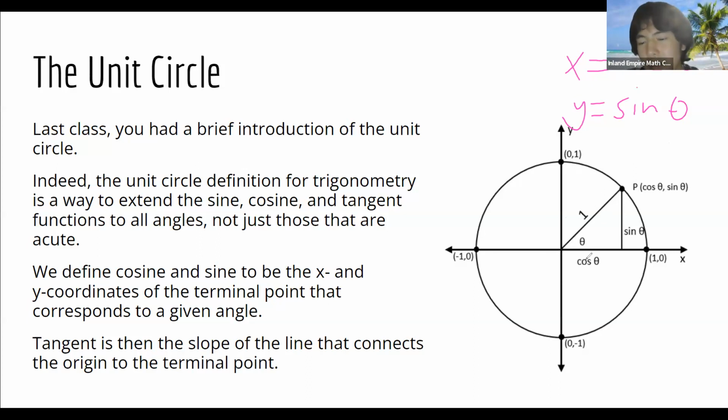We can even do negative angles, because if you have an angle like this, then what you simply do is that instead of rotating counterclockwise, you now rotate clockwise. So for example, this would be an angle of negative 30 degrees. And then cosine and sine of negative 30 degrees would simply be the x and y coordinates of this point. Does that make sense?